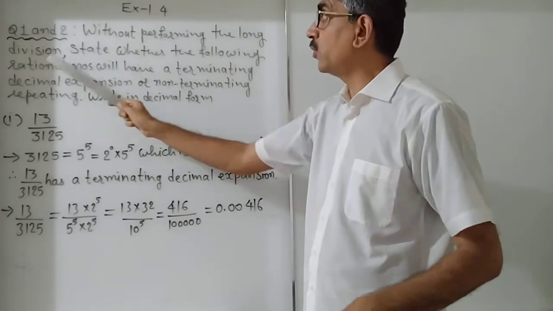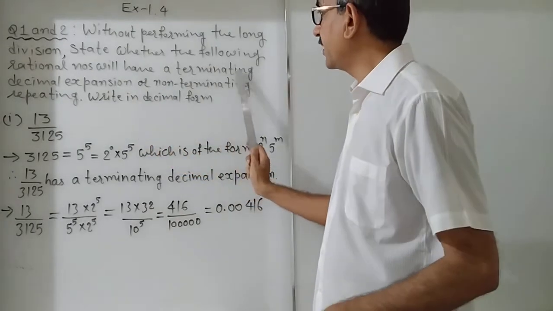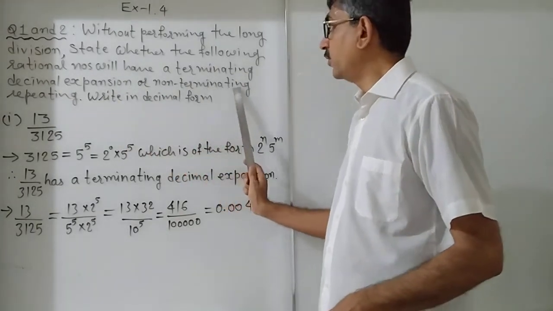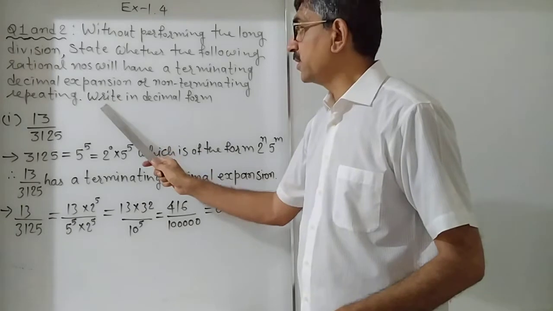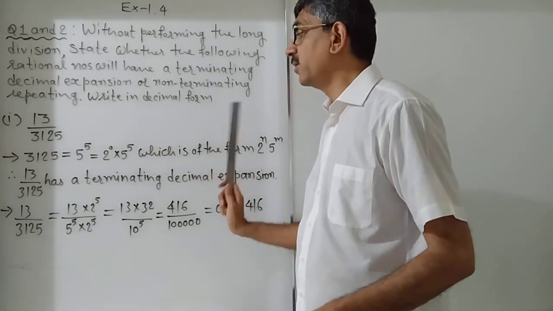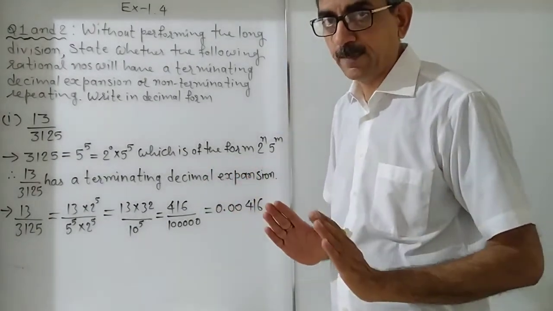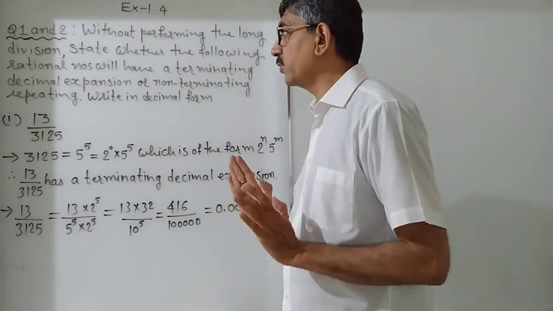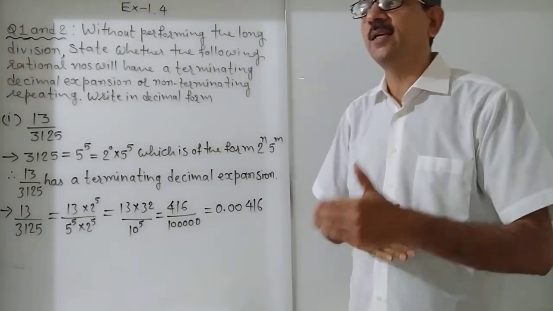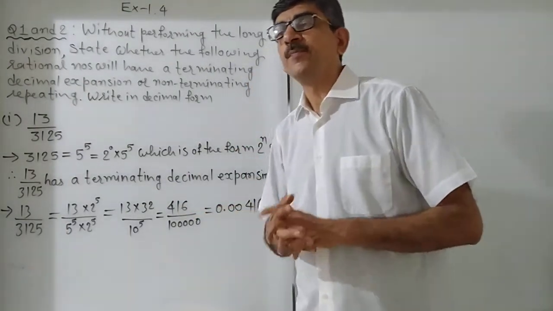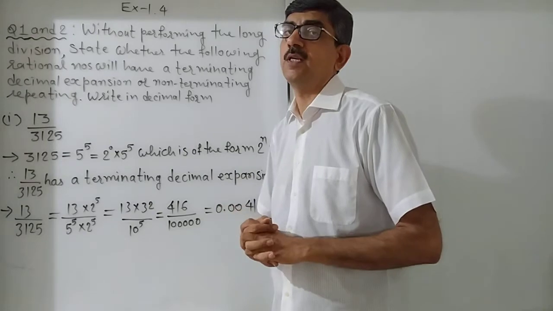Without performing the long division, state whether the following rational numbers will have a terminating decimal expansion or a non-terminating repeating one. This instruction is for question number 1. Now this is for question number 2: write in decimal form if the decimal expansion is terminating, okay? You read both the questions from the textbook, you will understand. In 9th standard, we actually carried out the long division and decided whether the decimal form is terminating or non-terminating. Here we shall use the theorem condition.